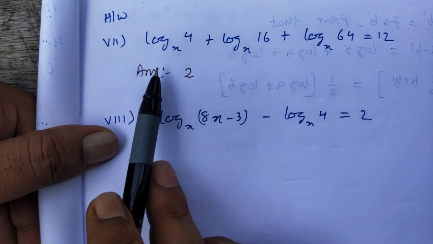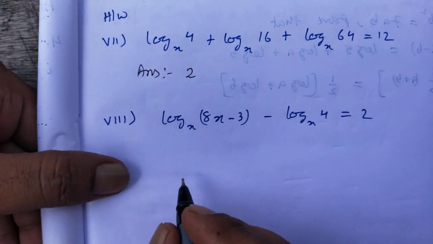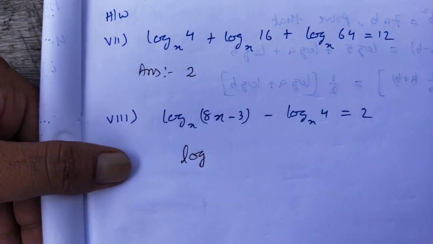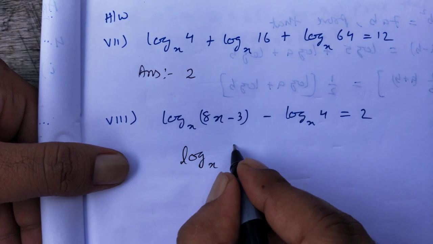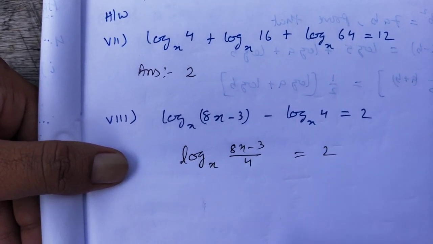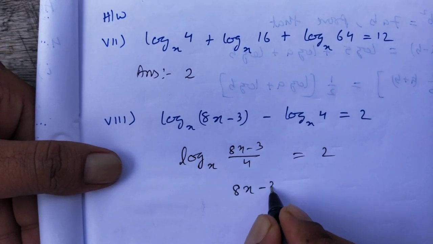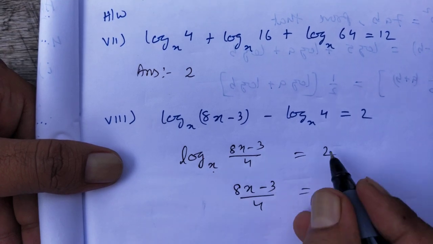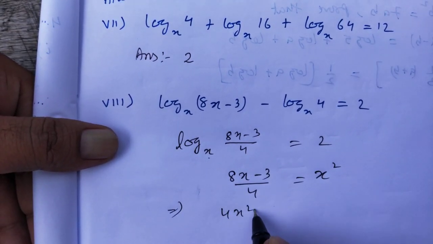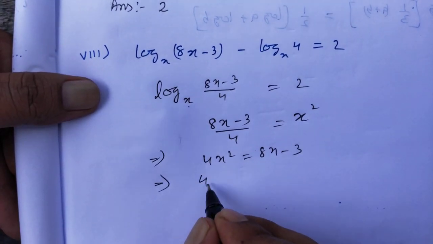So similar type, this one you can do as homework. Let's do this one. Log x, this is 8x minus 3 by 4 equal to 2. So convert into power, exponent form. 8x minus 3 by 4 equal to x square. Cross multiply. 4x square equal to 8x minus 3. Bring everything on the left side.